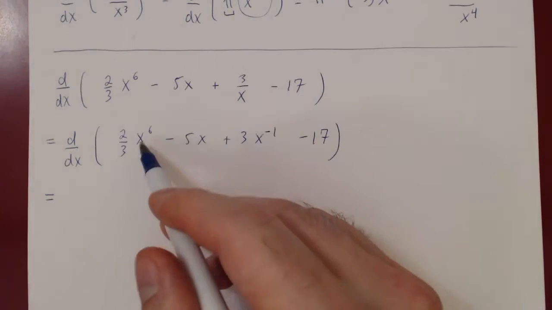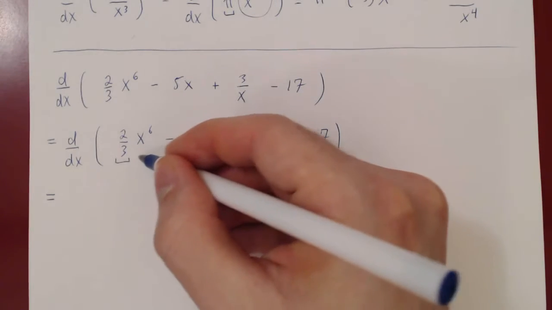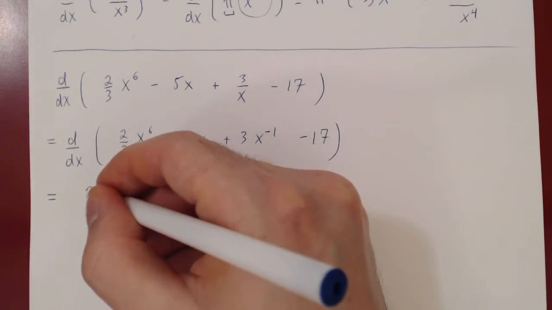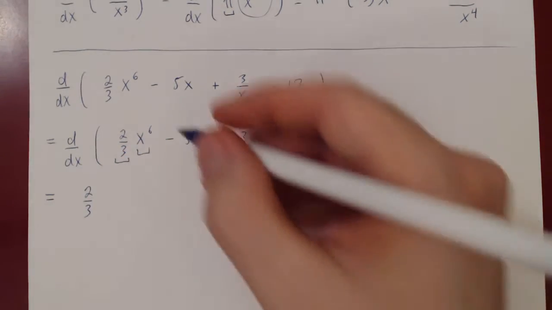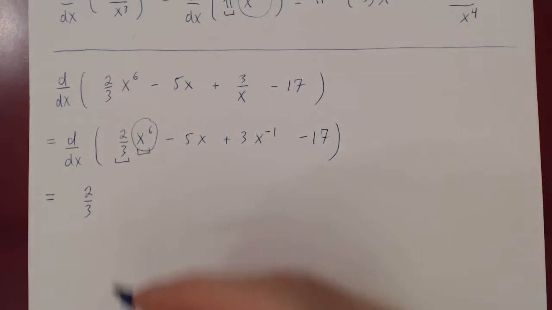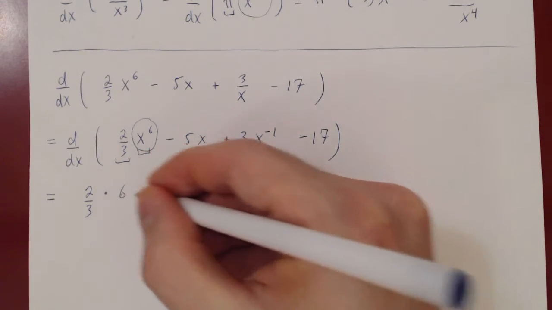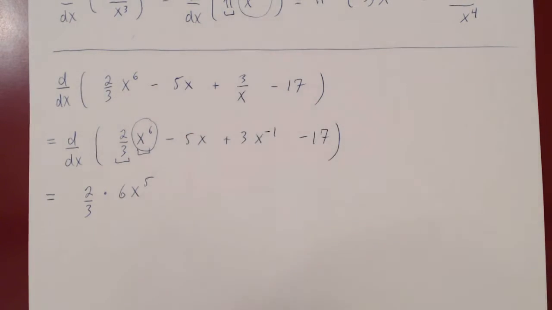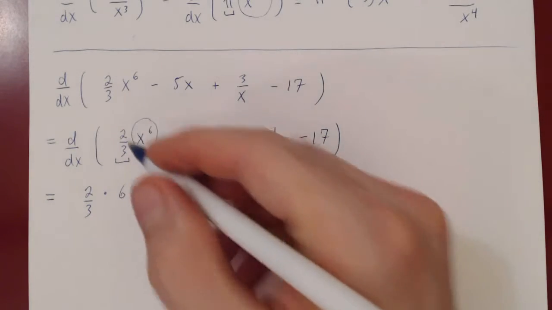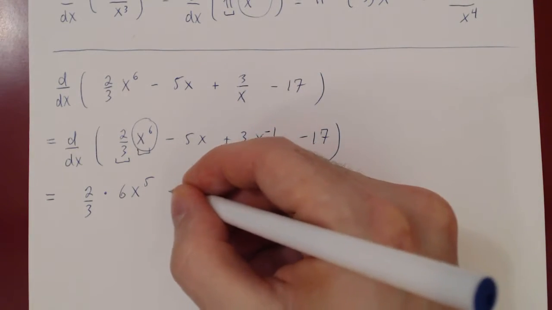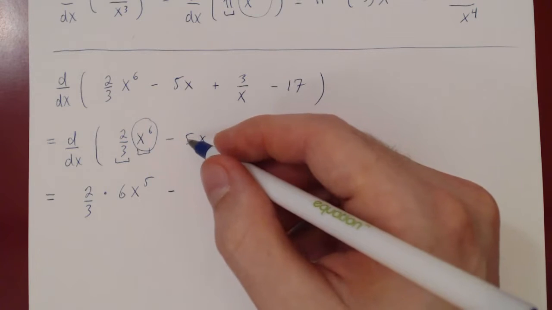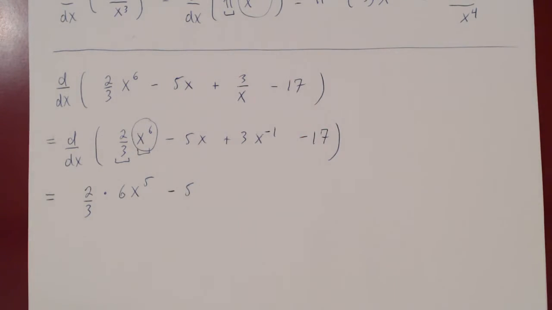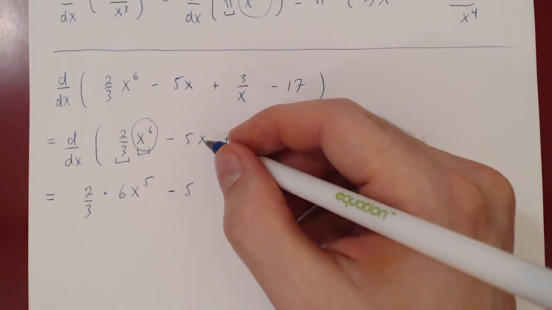So the first term, derivative of 2/3 times x to the 6. 2/3 is a constant multiple, so it just stays 2/3, times the derivative of x to the 6. We now use the power rule. We bring the power down, x to the 6 minus 1 is 5, and that's a derivative of the first function, minus 5x. Well, 5 is a constant multiple of x, so it stays 5, and the derivative of x is just 1, right?